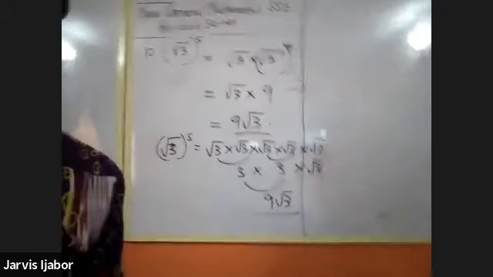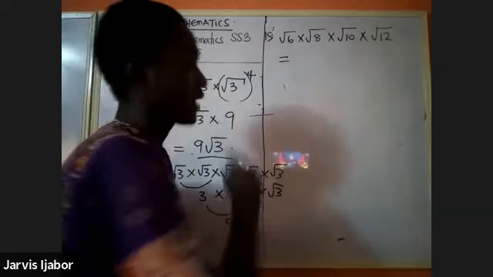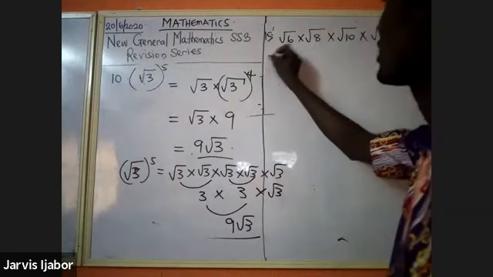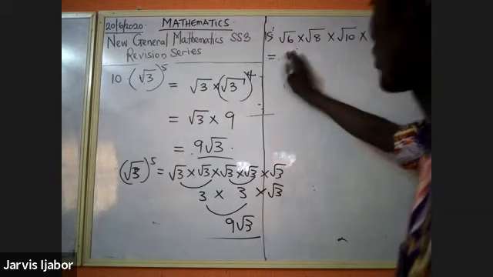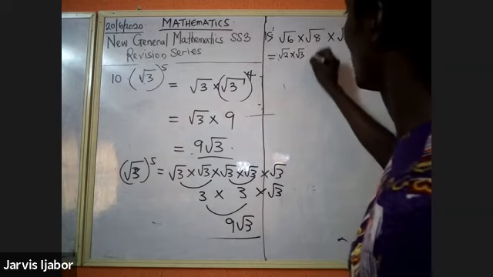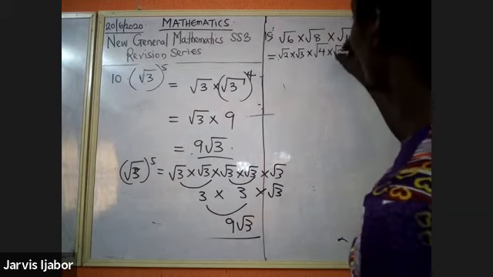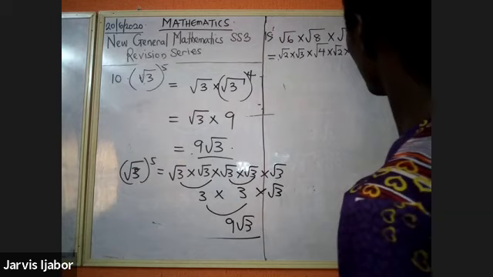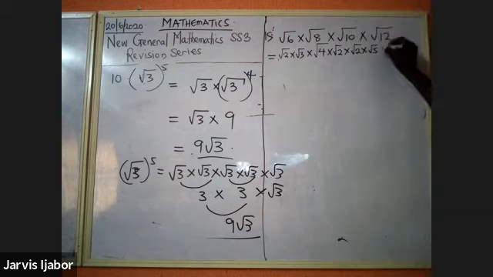All right. Okay, so for this, how do you go about this? I would advise you break the numbers out. This will be square root of 3. So I'm going to break them all out. This will be square root of 2 times square root of 3. This will be square root of 4 times square root of 2. This will be square root of 2 times square root of 5. This one will be square root of 2, square root of 4 times square root of 2.